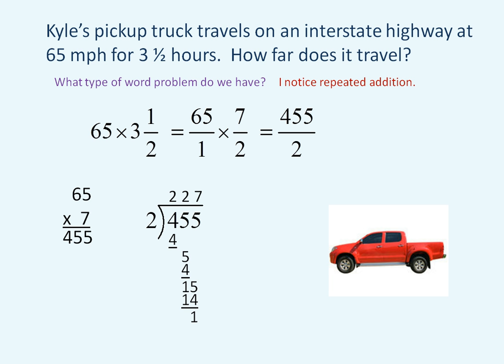So how do you write this as a mixed number? That would be 227 and 1/2 miles that Kyle's pickup traveled for 3.5 hours. He went 227 and 1/2 miles. Does that make sense to you? It's going to be a big number, since he's traveled for 3.5 hours.